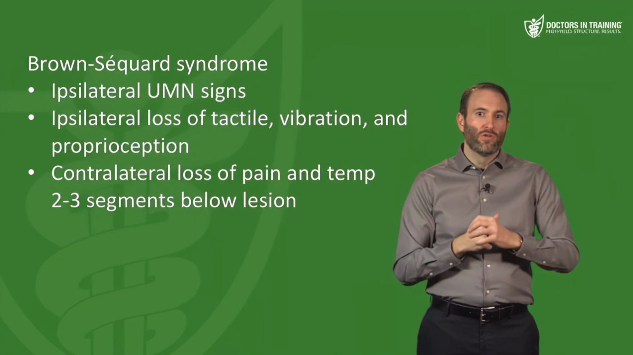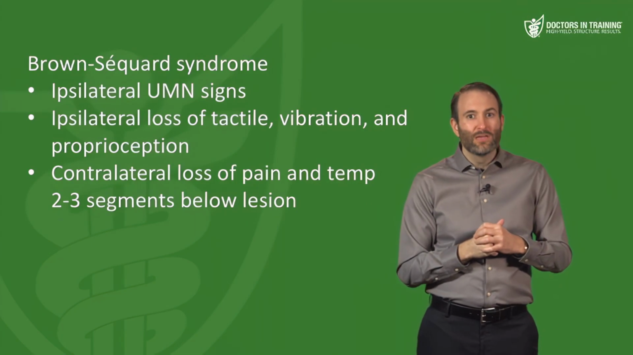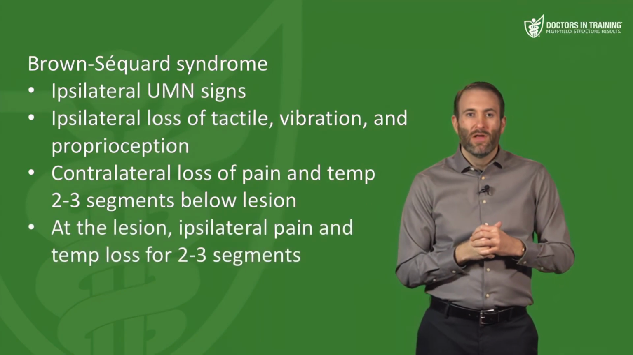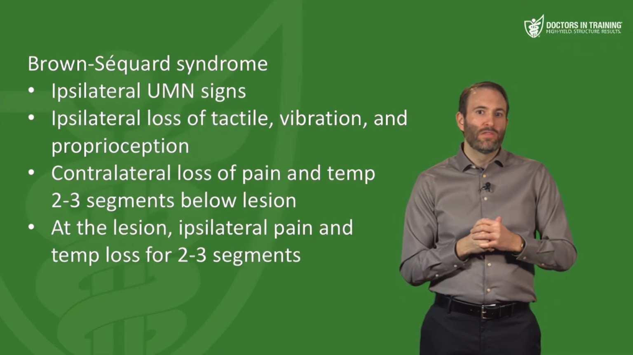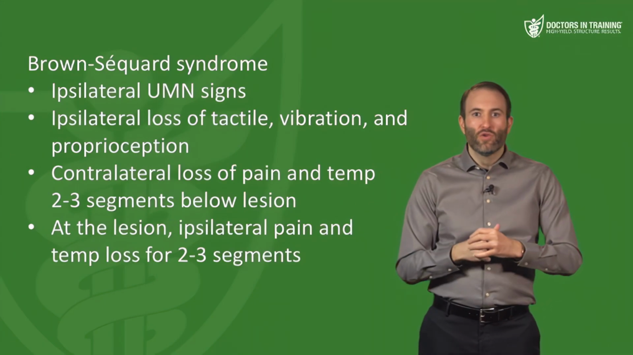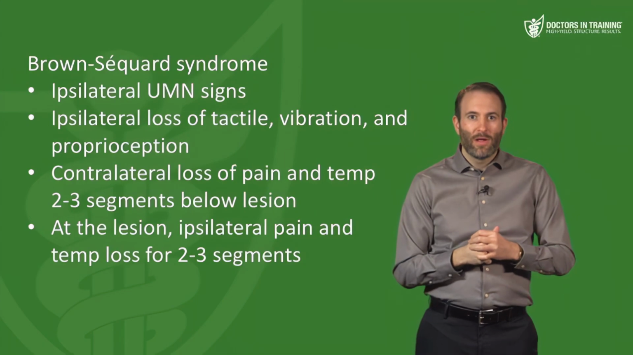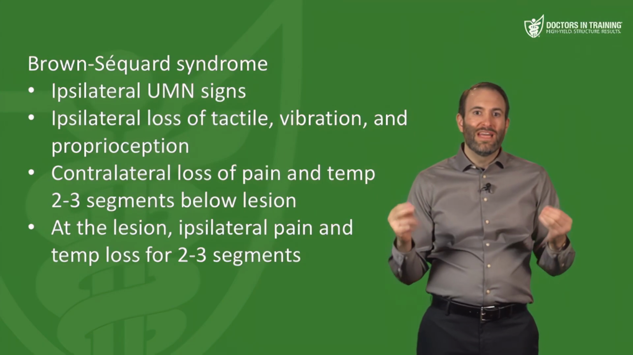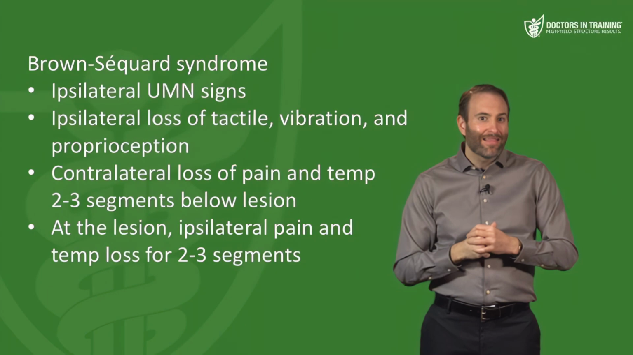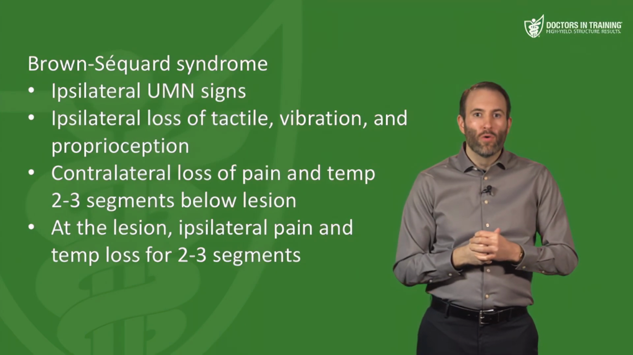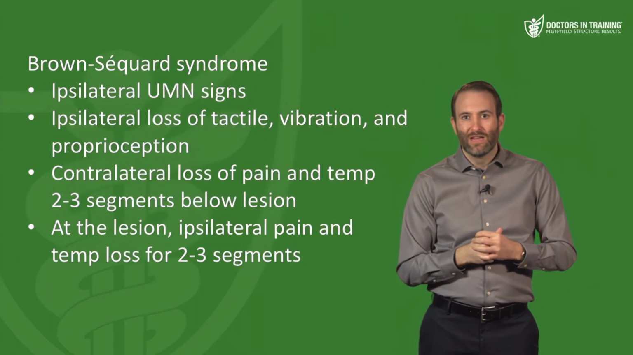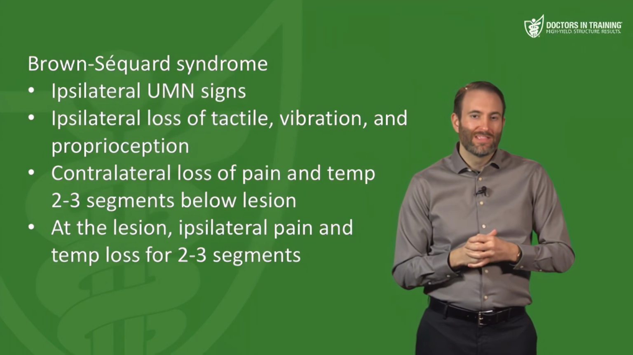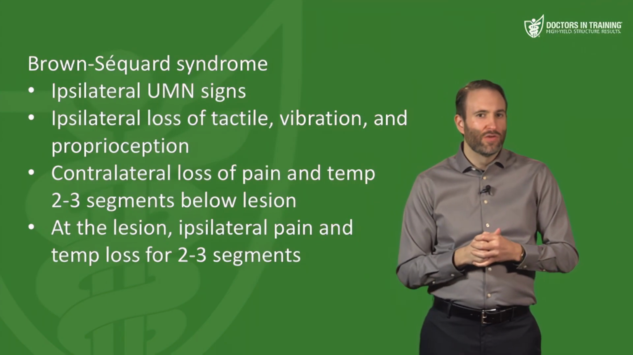Contralateral pain and temperature loss will be seen 2 to 3 segments below the lesion. At the lesion, you're going to have ipsilateral pain and temperature loss for 2 or 3 segments. Now, we talked about that with Lissauer tract, so you get ipsilateral loss of sensation at the level of the lesion, and then lower motor neuron signs because of the damage to the anterior horn motor neurons. So that's going to be Brown-Séquard syndrome. That one's a little bit tricky.